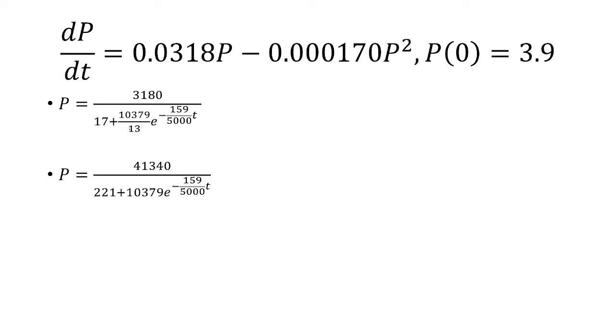But if you don't like this 13 in the denominator, you can multiply the top and the bottom by 13. And end up with this equation. Another thing you could do also is multiply top and bottom by e to the 159 over 5000 t. But it's just extra work, and I didn't feel like doing that.